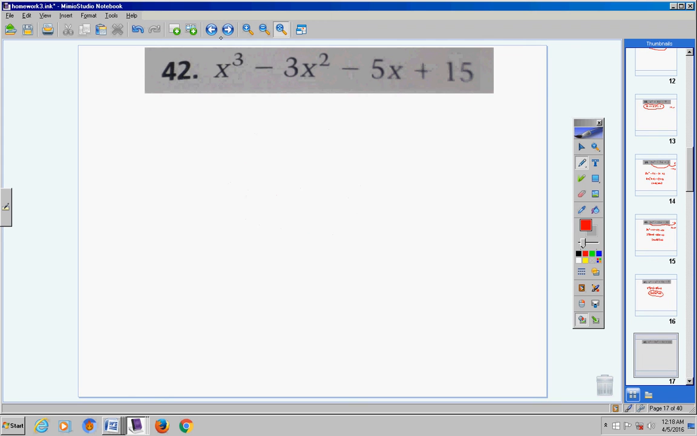Number 42. Alright, we're going to factor a quadnomial again. Now, always pull out what's common first. Notice there's nothing common you can pull out. So next, we're left over with a quadnomial. Let's factor this quadnomial.